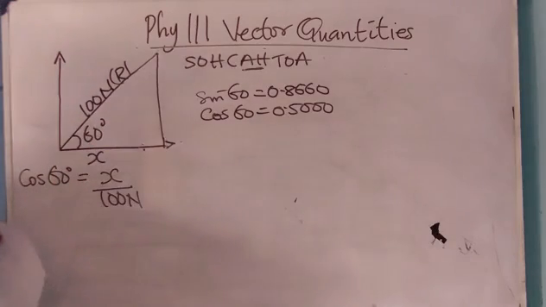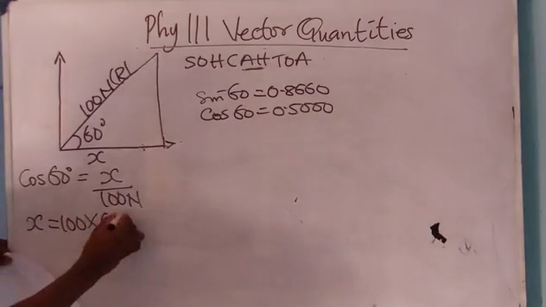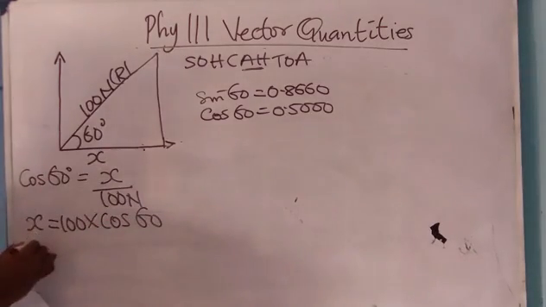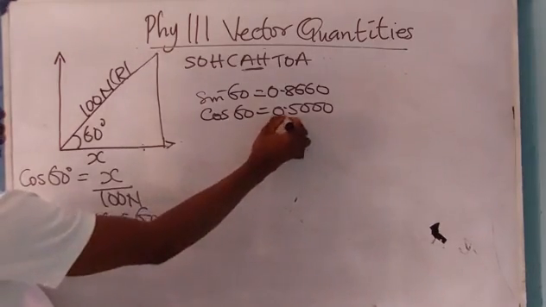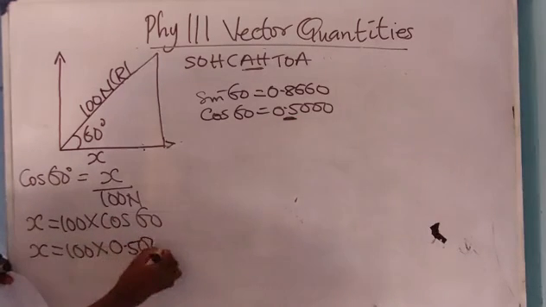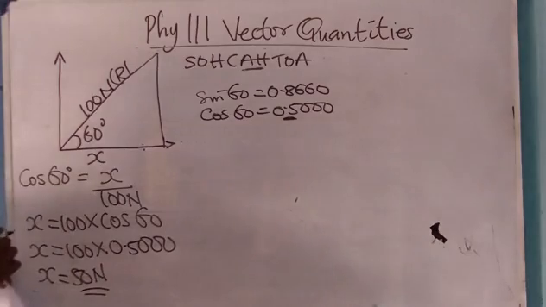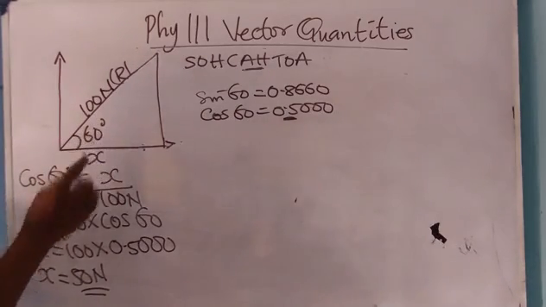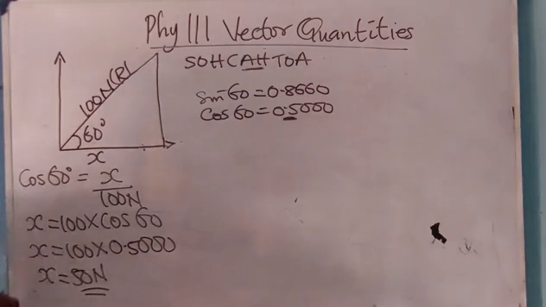How do you see how easy it is? Just bring out your diagram, you understand it. Now x becomes 100 times cos 60. From what they give us, x equals 100 times cos 60, which from the question is 0.5000. X equals 50 Newton. So that is how it is. That is question number 1, perpendicular to each other.